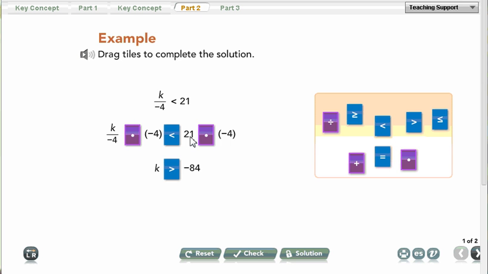And then 21 times negative 4 is going to be a negative. Positive times a negative gives me a negative. 21 times 4 is 84. But I had to reverse my symbol. My less than sign became a greater than sign. Did you remember to do that step? Hopefully you did.